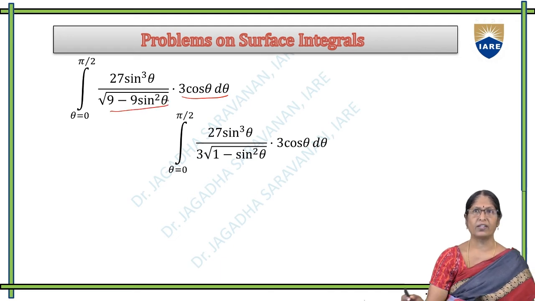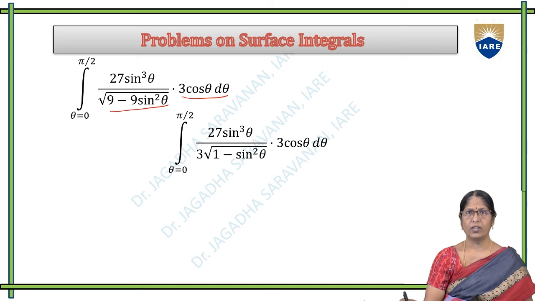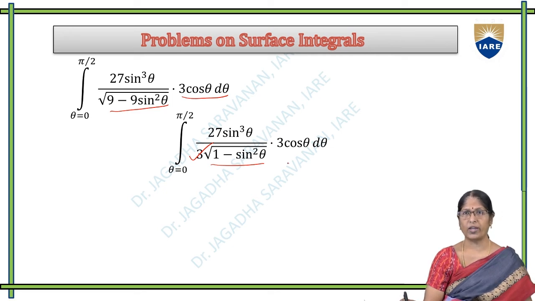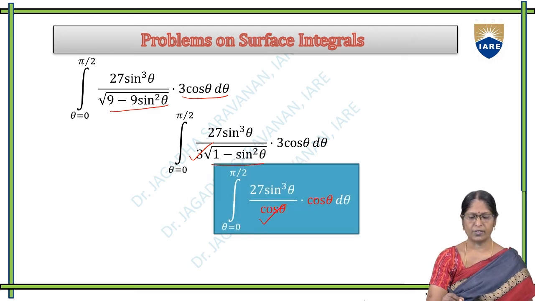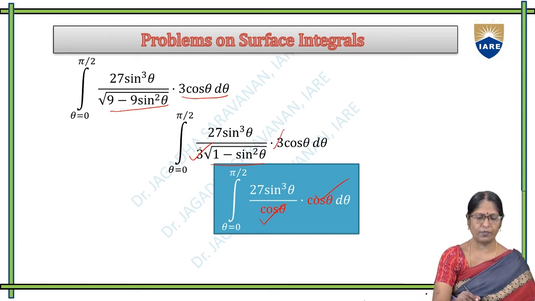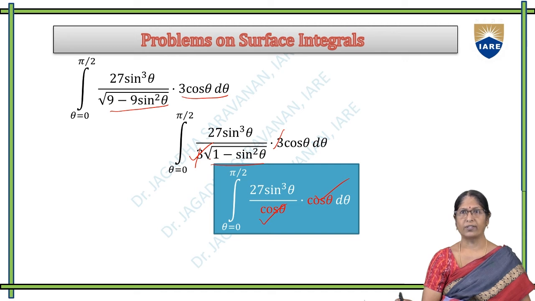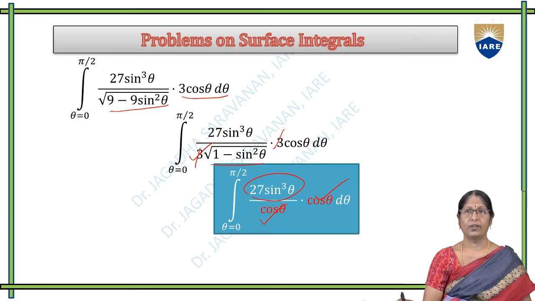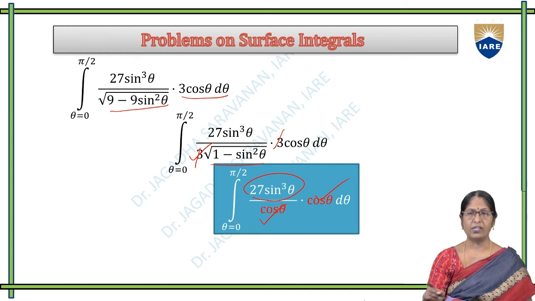This is nothing but, in which 9 is common, the square root of 9 has become 3. So the remaining one is square root of 1 minus sine square theta. It is a trigonometric identity, that is cos theta. Already the top cos theta is there. Before this step itself, we cancelled the 3. So now the leftover is only the numerator part, that is 27 sine cube theta d theta, and theta ranges from 0 to 90 degrees, pi by 2.